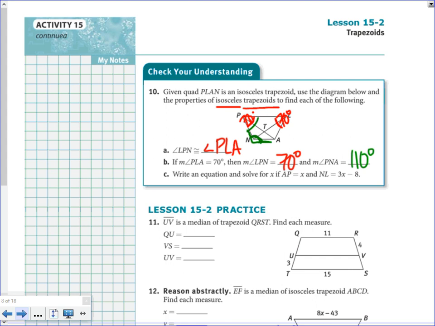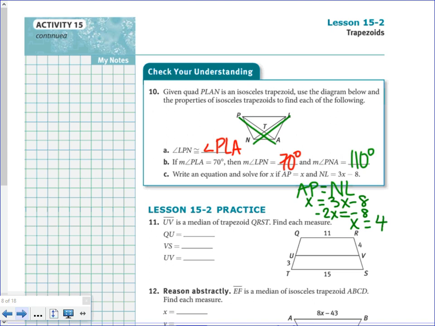Part C gives you side lengths. They tell you AP and NL. And those are your diagonals. Your diagonals are congruent because it is an isosceles trapezoid. So that means that AP has to equal NL. So x has to equal 3x minus 8. If you subtract 3x, you get negative 2x equals negative 8. And when you divide, you get that x equals 4. And that's all that they were looking for with part C.